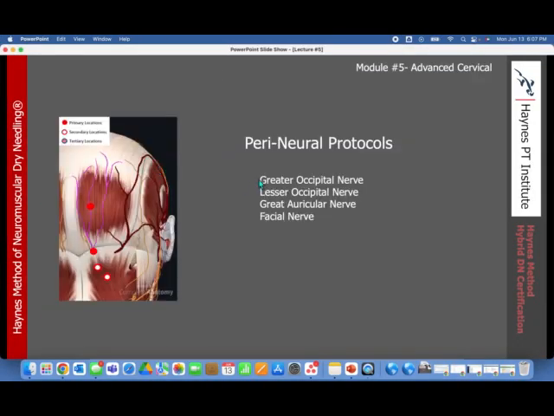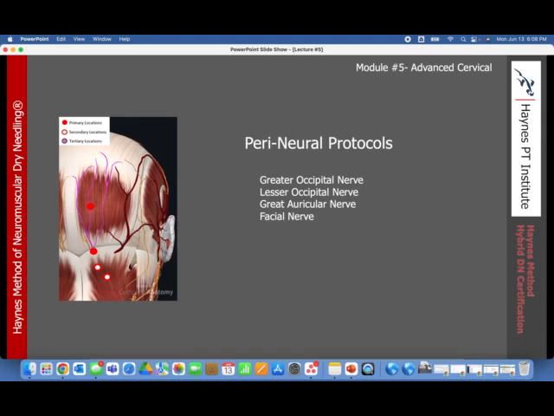All right, so let's talk now a little bit about perineural protocols. I'm not going to have video on these. It's just about needle placement and location. Then we'll get into our diagnosis-specific protocols. But in the cervical region, we basically are looking at our greater and lesser occipital nerve, our great auricular nerve, and our facial nerve. So why are we needling these perineural protocols?